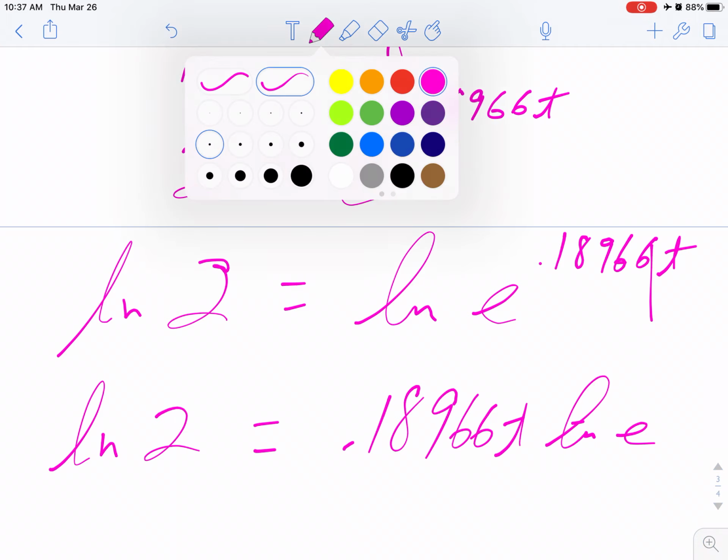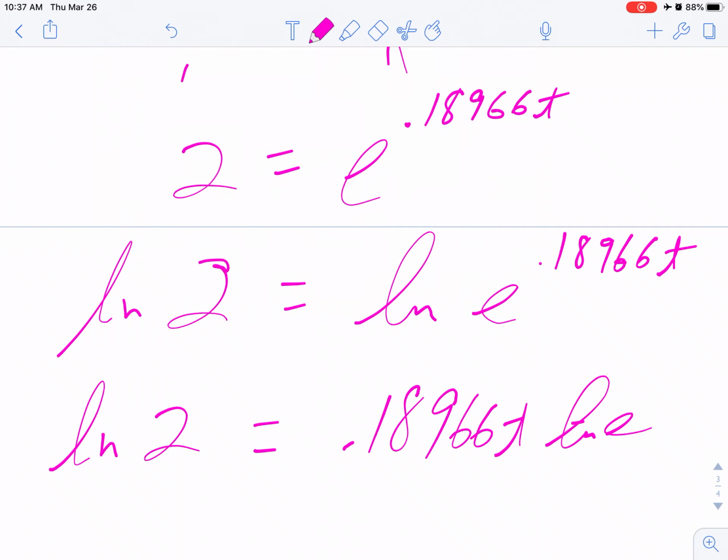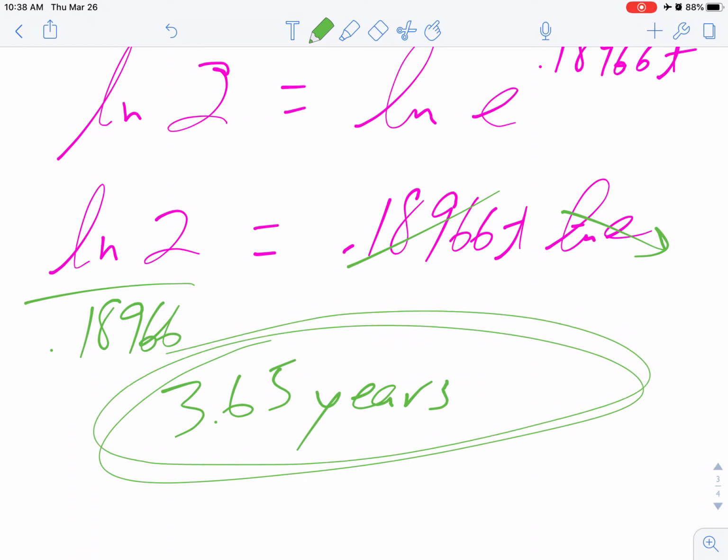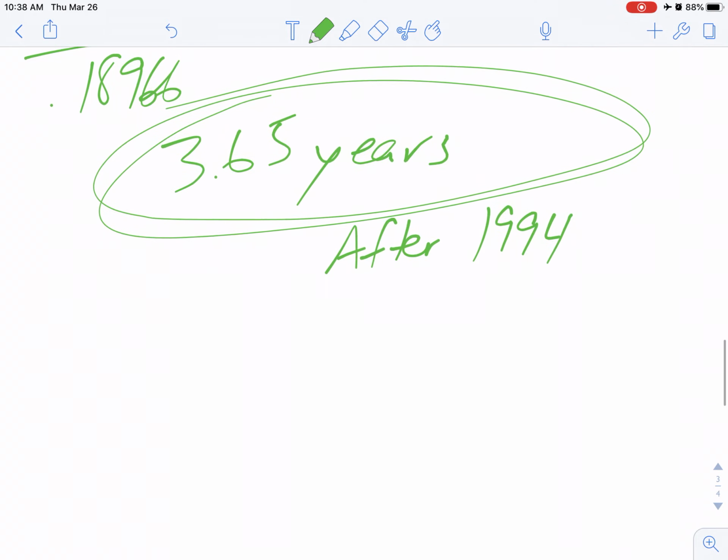Remember, ln of e is 1. You don't need that. Divide by 0.18966 should give you the value of t. So ln of 2 divided by 0.18966 gives us about 3.65 years. Now that's 3.65 years after 1994, whenever we started counting. The textbook rounds that off to 3.7 years, but close enough for me.